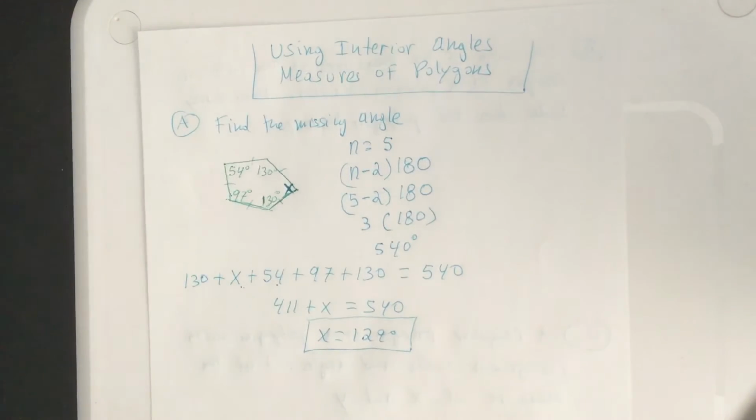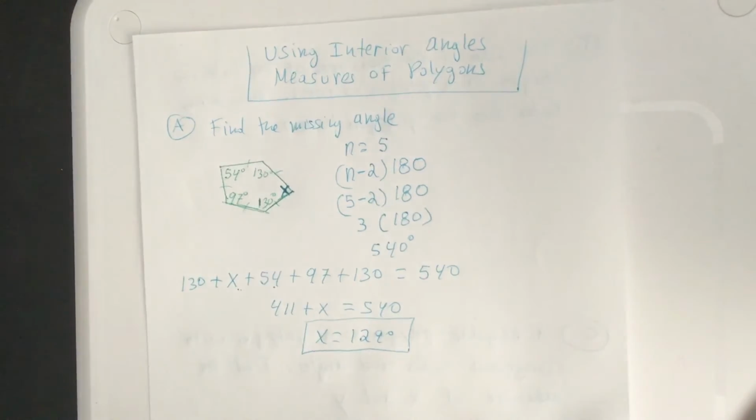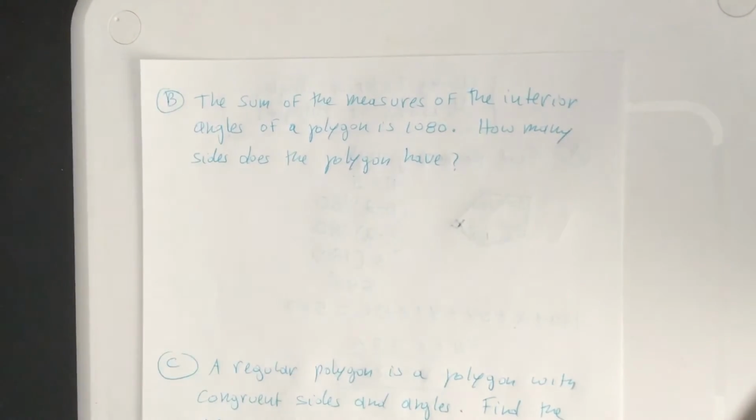All right, let's take a look at another problem. It says the sum of the measures of the interior angles of a polygon is 1080. How many sides does the polygon have? In this case, you're working backwards. They're giving you the total of all the angles, and they want to know the number of sides. So pause the video and see if you can figure it out.